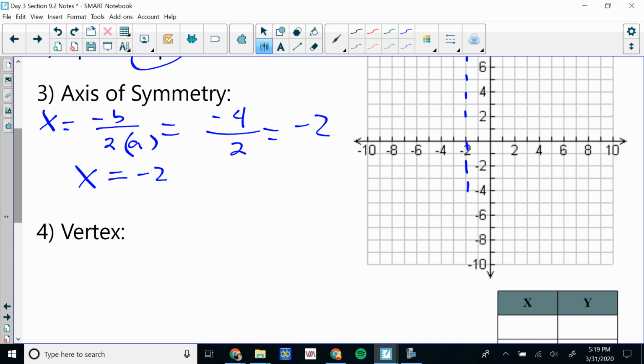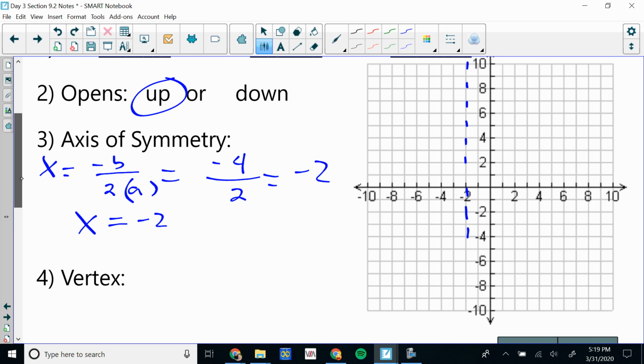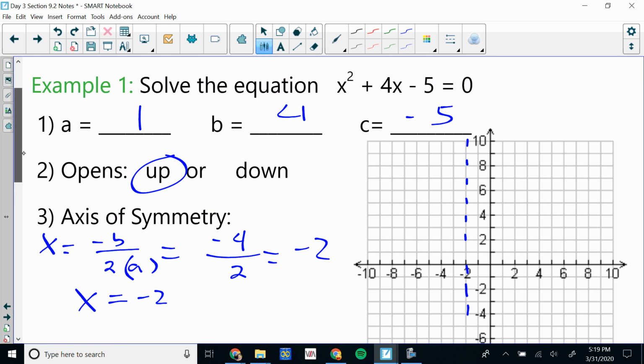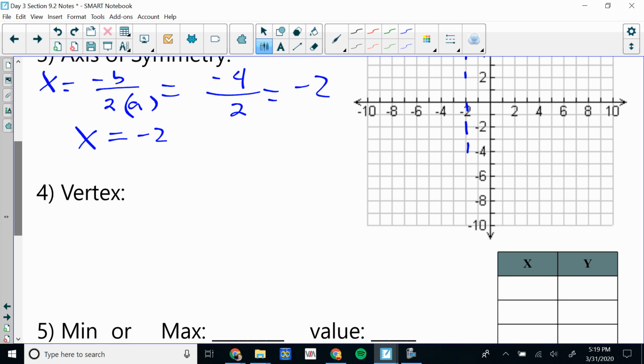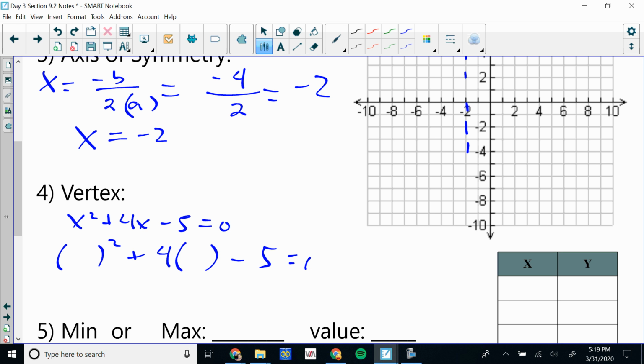All right, to find the vertex, we're going to plug this negative 2 into our original equation, which was x squared plus 4x minus 5 equals 0. And instead of writing x, I'm going to leave open parentheses. And what we found with our axis of symmetry in the last step, that's what we're going to plug in. If you remember, we found that x equals negative 2. I might even switch colors to show you that here. So we have negative 2 squared plus 4 times negative 2 minus 5 equals 0.